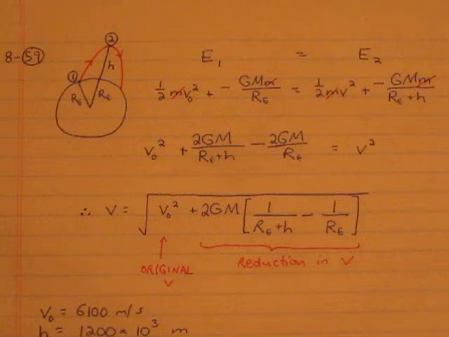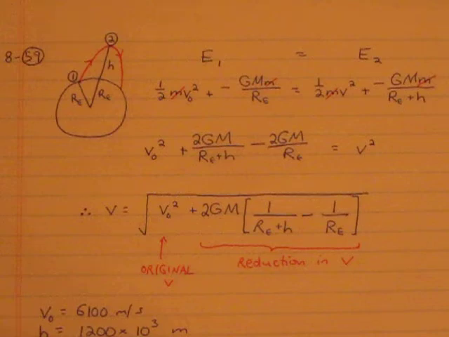It says a missile's trajectory takes it to a maximum altitude of 1,200 kilometers. If its launch speed is 6.1 kilometers per second, how fast is it moving at the peak of its trajectory? An interesting question. How fast is it moving?